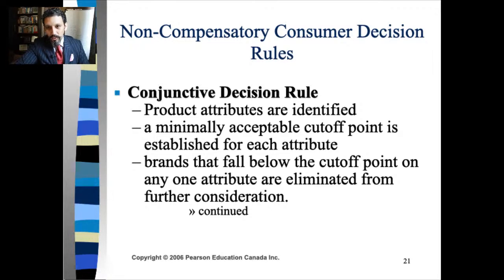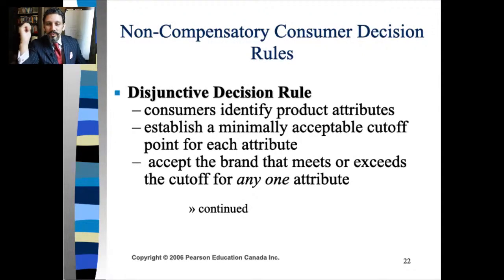So when we're looking at non-compensatory consumer decision rules, the conjunctive decision rule is: product attributes are identified. You look at a minimal acceptance cutoff point. Okay, so I don't want to go below this point. You're buying a phone, you're looking at the battery power. I don't want to go for a phone that gives me less than, I don't know, 8-10 hours of battery power. So brands that fall below that cutoff point, you do not consider them. They're eliminated from our decision making.